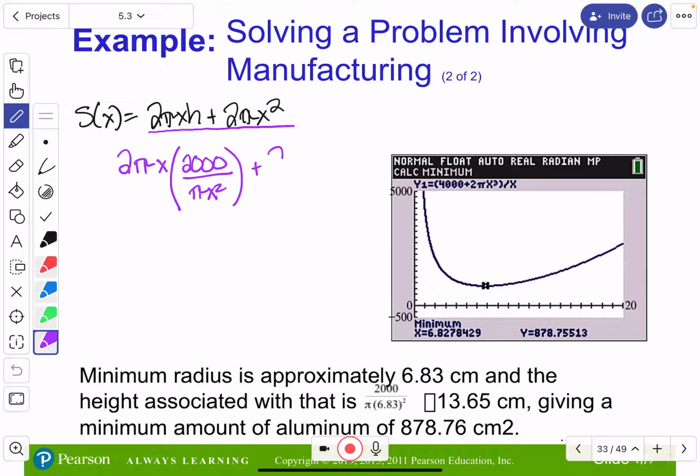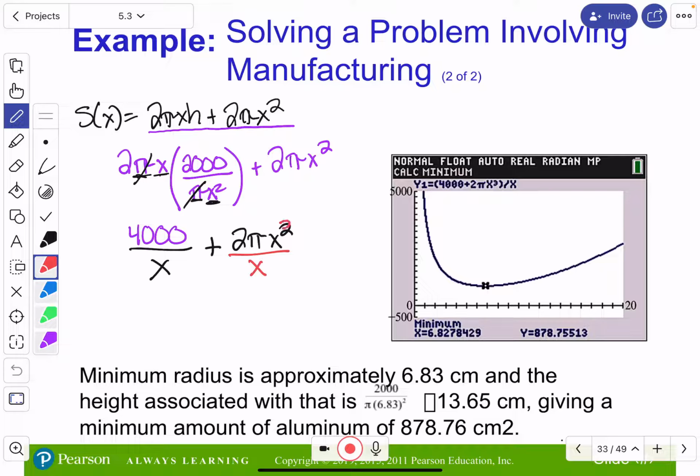So if we plug that in for h, now we only have one variable. So we can do some math out here. So 2 times 2,000 is 4,000. And if we have a pi on the top and a pi on the bottom, they cancel. And if we have an x on the top and an x on the bottom, there's really just one x left on the bottom. And then we're going to add this to 2 pi x squared. So now we solve. Well, we want a common denominator. So if we multiply this by x, this becomes cubed.